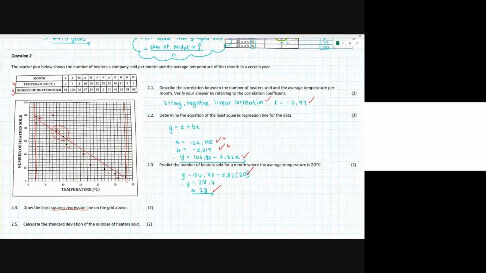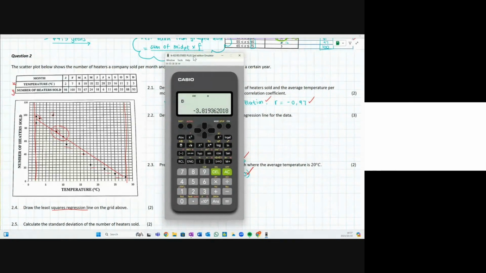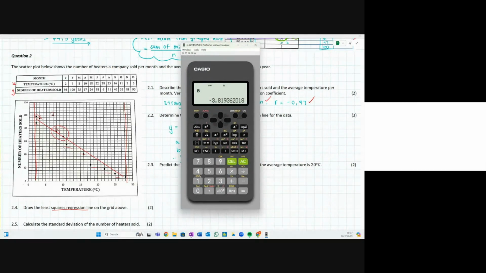Alrighty, so 2.5 says calculate the standard deviation of the numbers of heaters sold. Now, I want to show you this on your calculator because I think sometimes we panic and we think, oh no, I have to put in all my data again. No. Okay, so let's deal with this first.